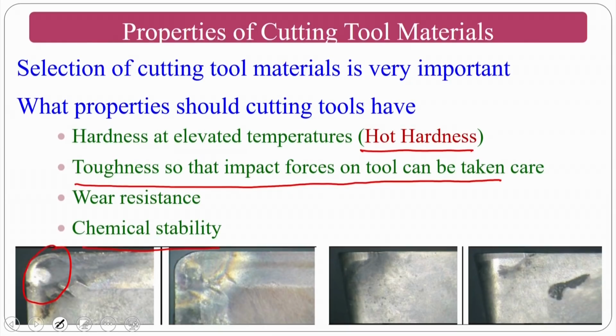Otherwise it is a combination of tool material, workpiece material, and the cutting fluid that is falling, and the atmospheric environment where nitrogen is there, oxygen is there, and some other gases are also there, depending on the location of the industry. So it should be chemically stable also. You can see a glimpse of the tool wears, just what people have practically observed.